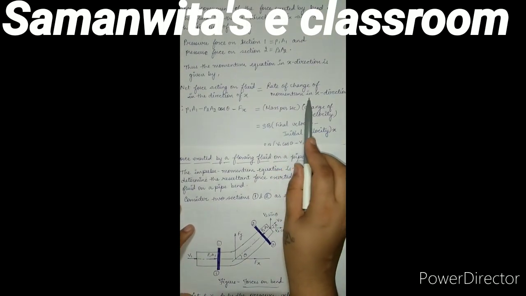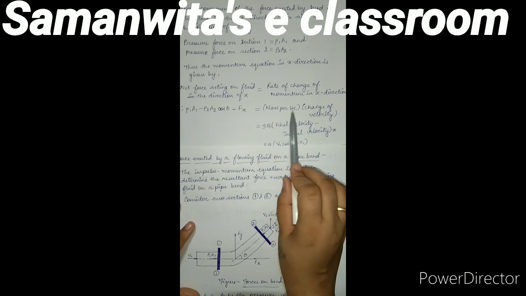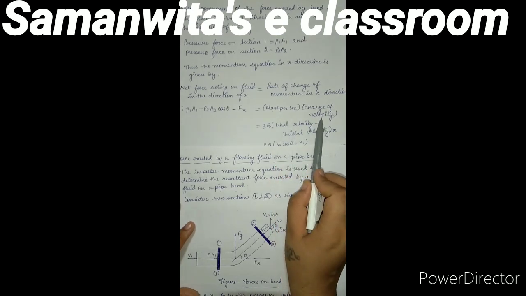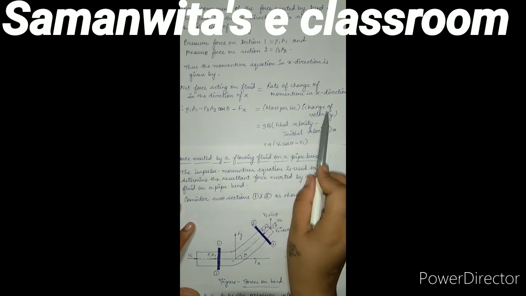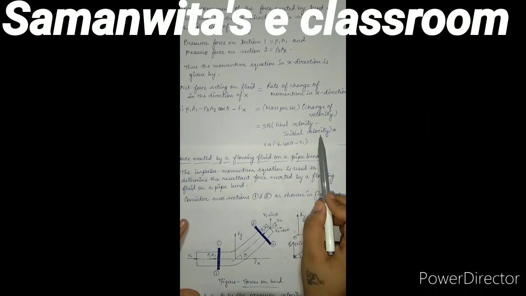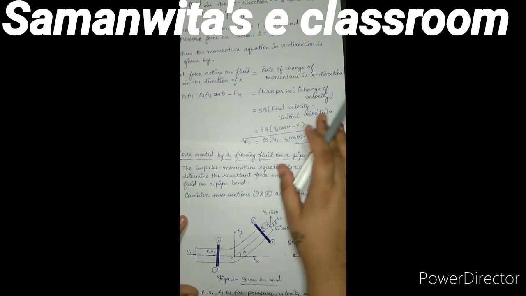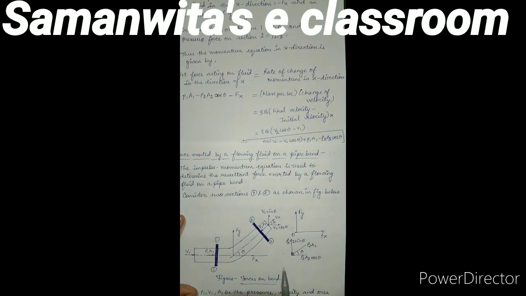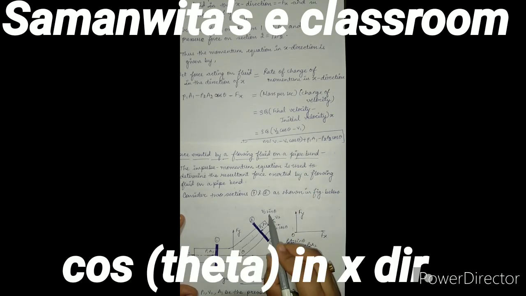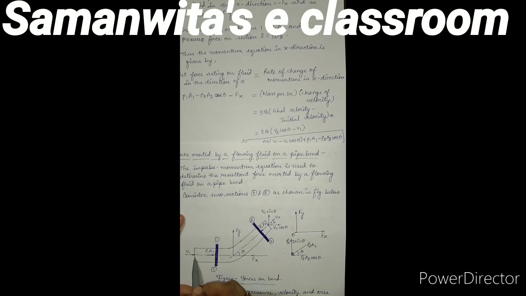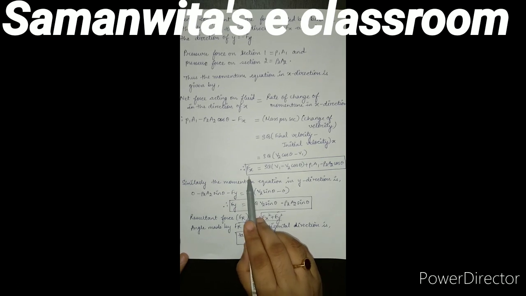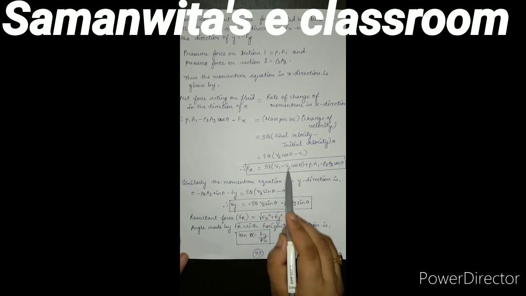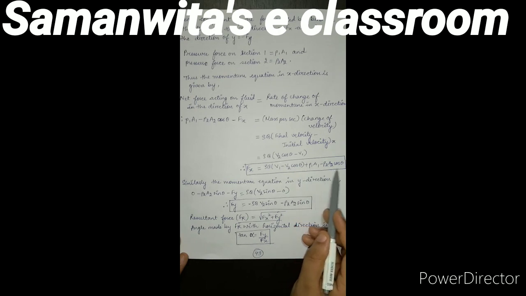Now rate of change of momentum can be written as mass per second which is flowing into change of velocity. Mass per second is rho into q, and change of velocity is final velocity minus initial velocity. So it is again going to be rho q into the velocity component in the x direction. Final velocity is v2 cos theta minus the initial velocity v1. Hence Fx can be resolved as rho q v1 minus v2 cos theta plus p1a1 minus p2a2 cos theta.